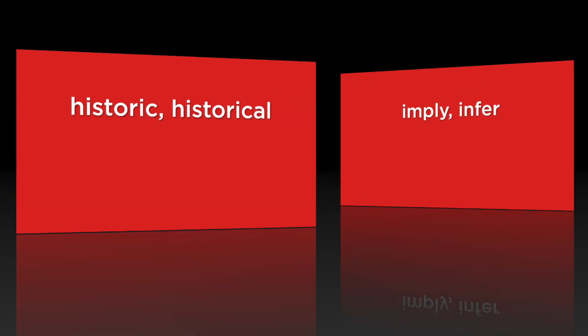A historical home. Okay, why was it historical? Because it was old. Why was it not a historic home? Because nothing important ever happened there. Okay, if the Magna Carta had been signed in my living room, it would have been a historic home, but it wasn't. Okay, imply and infer.